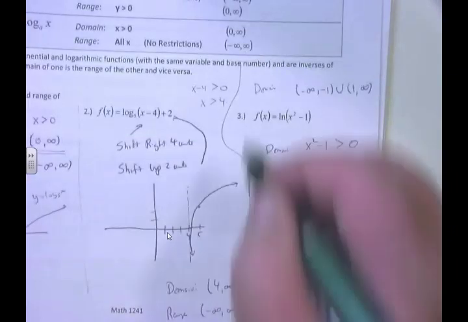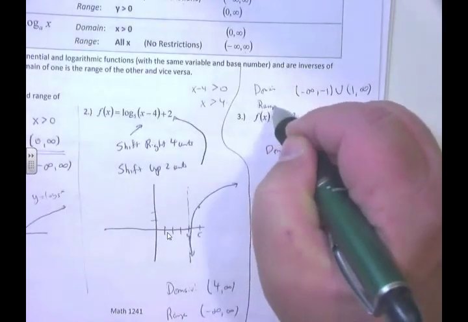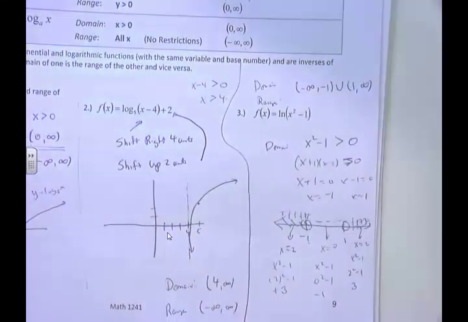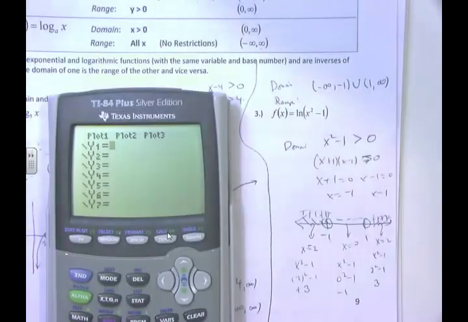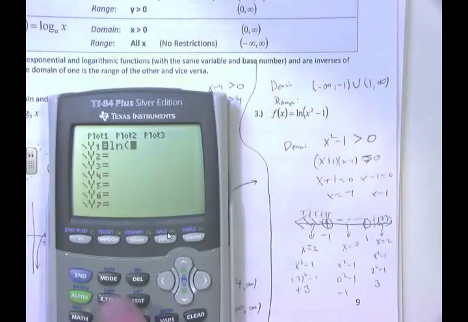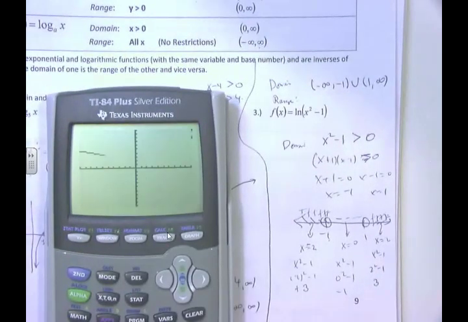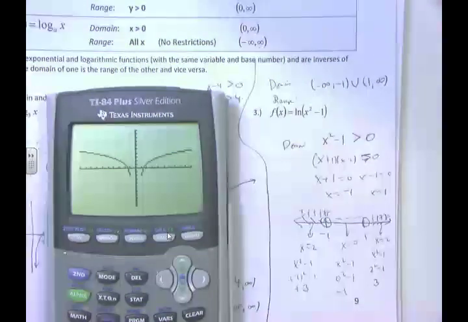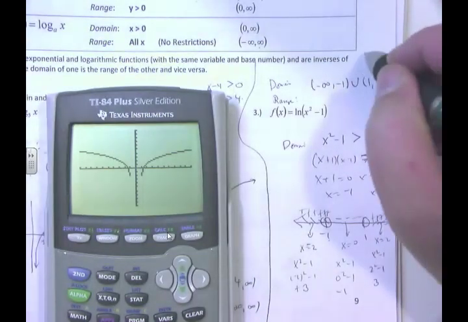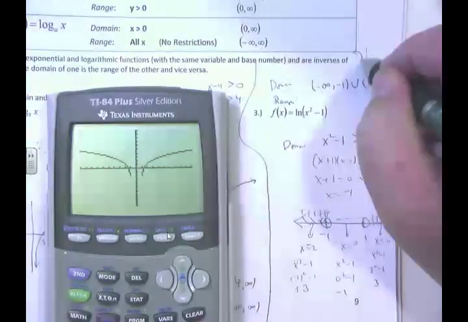What about the range? Well, if you don't believe my domain, you probably won't believe my range either, but here we go. If you're not sure, graph it on your calculator. Natural log of x squared minus 1. I got a question for you. It stopped right there. Does a log graph just stop? No. What does it do? It keeps going vertically. It goes straight down. So it does this.